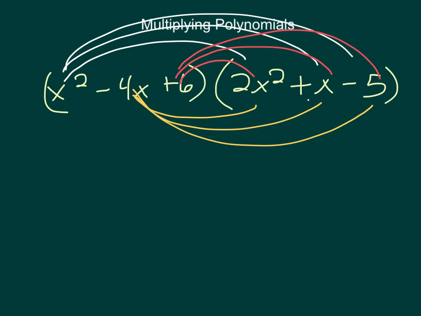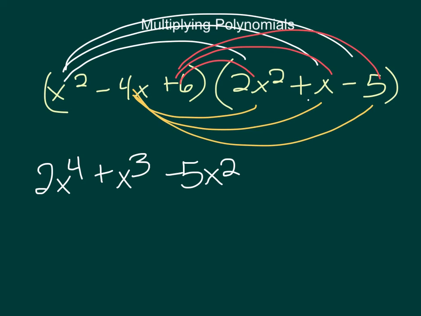So let's do the white distribution lines first. So it'll be 2x to the 4th. And then x cubed. And then the last one is x squared times -5, which is -5x squared. And then if we do the gold ones, -4 times 2x squared, so that's -8x cubed, x times x squared. And then -4x squared. And -4x times -5 is +20x.